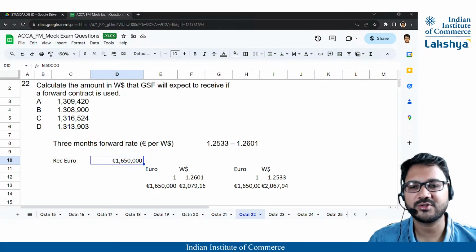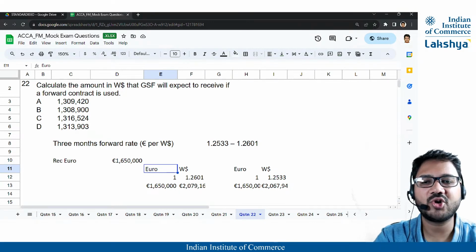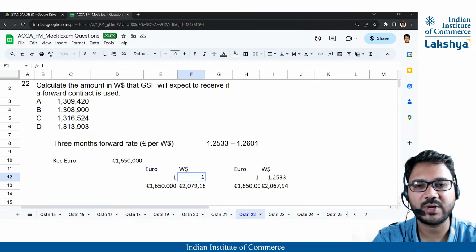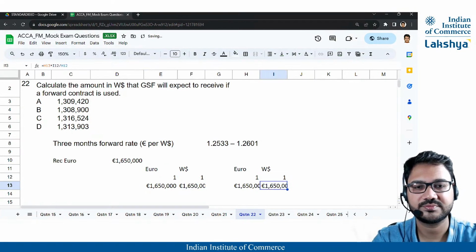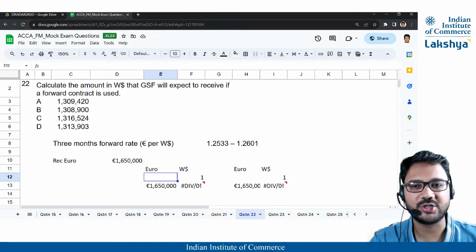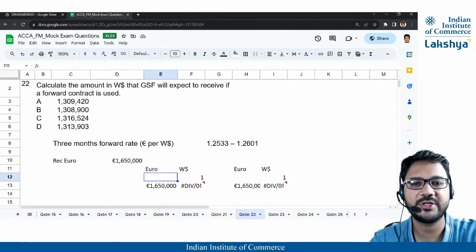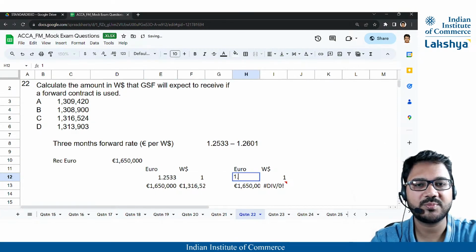Sorry, I just read the quote wrongly. It's how many euros per W dollar. So this is one W dollar. Wait, let me just redo it. So it was euro per W dollar. That means one W dollar is either equal to 1.2533 or it's equal to 1.2601. Okay, that's the quote available.